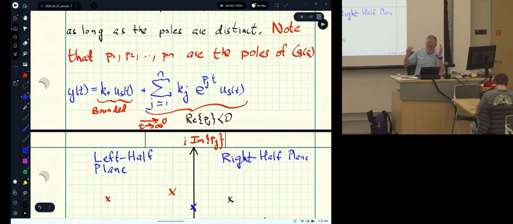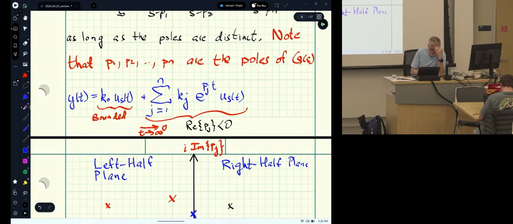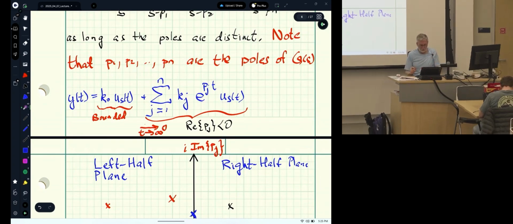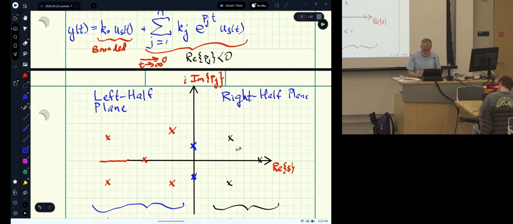Okay, so we see a sufficient condition for bounded input. There's our input. It's a unit step, it's bounded. And the output being bounded. So if those guys converge to 0, a sufficient condition is that the real part of the poles are all negative. Because anything over here, that causes things to blow up.